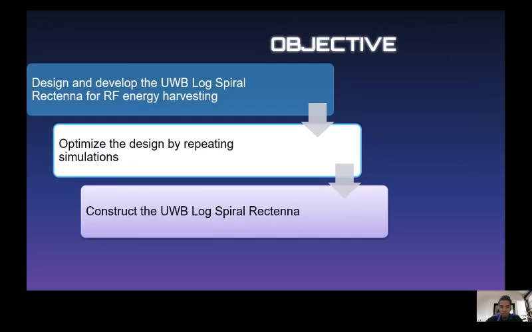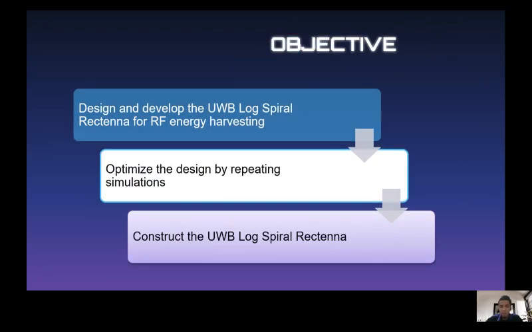Objective. The key objective of this project is to design and develop an antenna, an ultra-wideband log spiral rectangle, for RF energy harvesting within the range of 500 MHz to 3 GHz. Next is to optimize by simulating the log spiral rectangle using the CST Studio Suite 2020 application. Finally, to construct the ultra-wideband log spiral rectangle for RF energy harvesting hardware on a PCB.